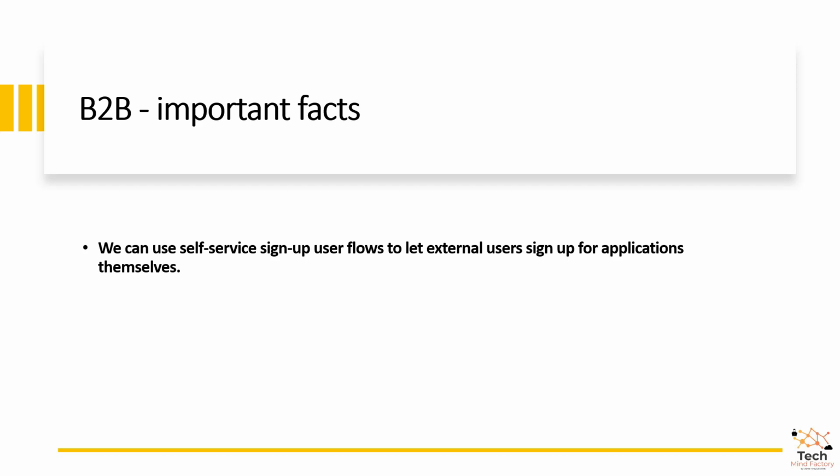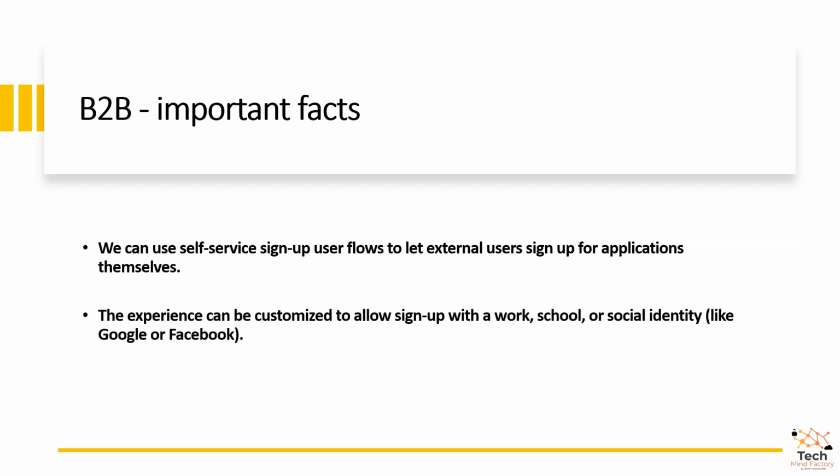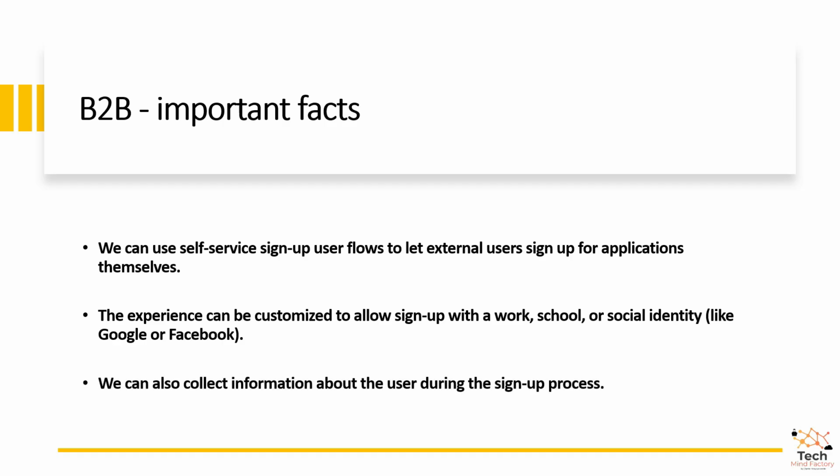So again, we can use self-service sign-up user flows to let external users sign up for applications themselves. But again, this will only work for the apps that we develop as an organization. It will not work, for instance, for SharePoint pages. So users can sign up, gain access and do different things. The sign-up experience can be customized to allow sign-up with work, school, or social identity providers like Google or Facebook. And we can also collect information about the user during the sign-up process. Again, this is only for the user flows under external identities.